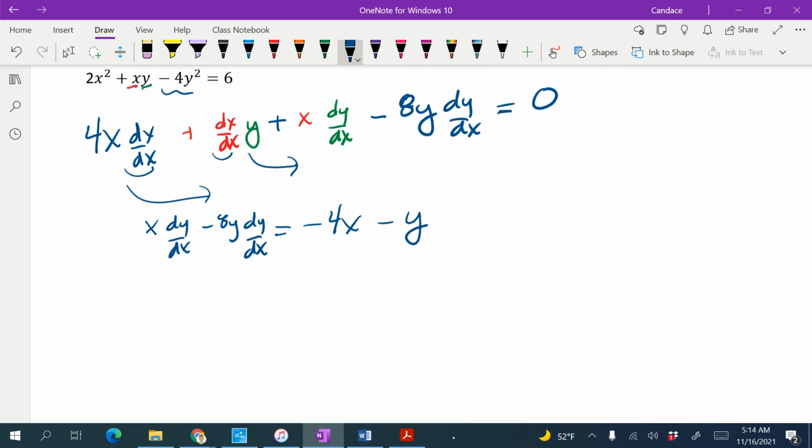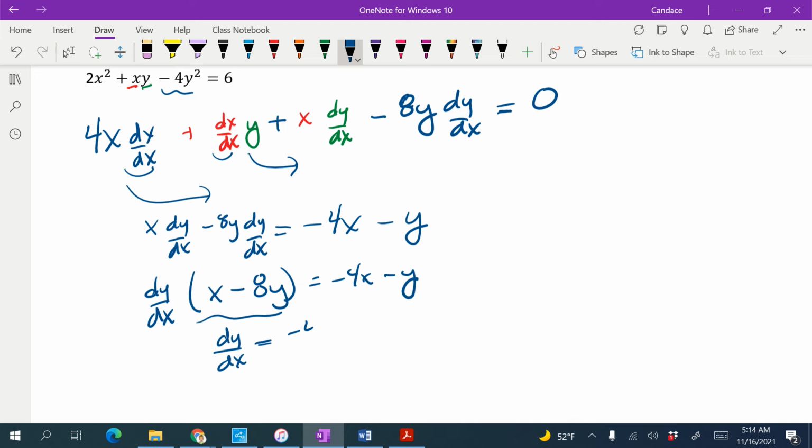Then I'm going to factor out the dy/dx. So dy/dx, and what's left behind is x minus 8y equals negative 4x minus y. Then we're going to divide by what's left in the parentheses here. So we've got dy/dx equals negative 4x minus y over x minus 8y. It's a pretty ugly dy/dx.